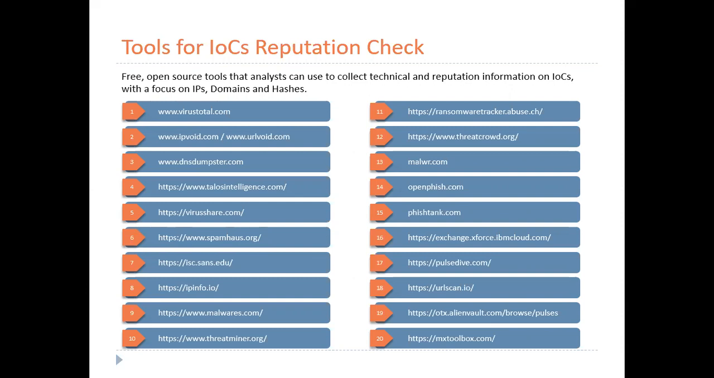VirusShare, Spamhaus. Then from SANS, you can check the SANS portal about the reputation of IPs, domains, hashes. You can use malwares.com. You can go to ThreatMiner. ThreatMiner is a good one because it fetches a lot of information from other existing search engines, so it gives you a full overview. You can use Ransomware Tracker to check about ransomware. There is ThreatCrowd, malware.com. If you want to check about phishing, you can use OpenPhish, PhishTank.